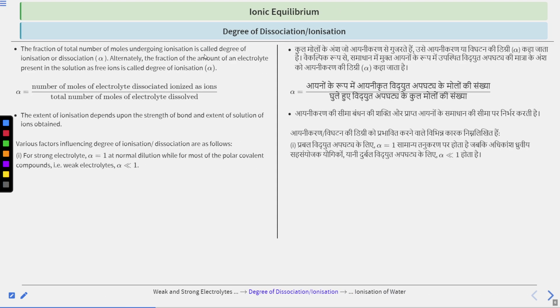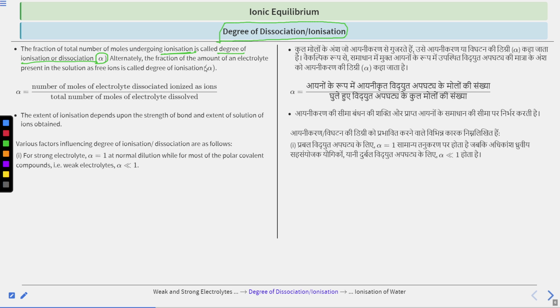Let's see the definition of degree of dissociation or ionization. Under ionic equilibrium, the degree of dissociation and ionization is an important term. The fraction of the total number of moles undergoing ionization is called the degree of ionization or dissociation, represented by alpha. By how much fraction the total number of moles undergoes ionization is known as the degree of ionization or dissociation, depending on whether ionization or dissociation is happening.